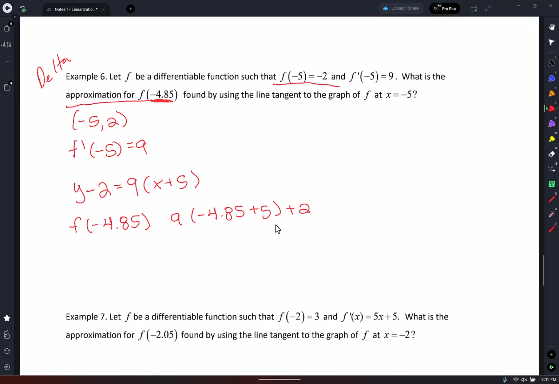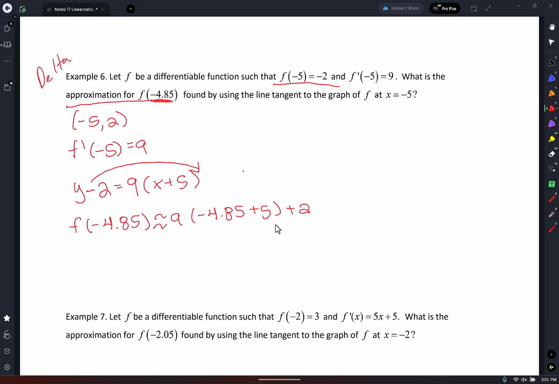Is it a plus because it's negative 2? When she moved it to the other side, it's plus 2. Yes, you're right, it'll be plus 2 because it's the opposite sign.